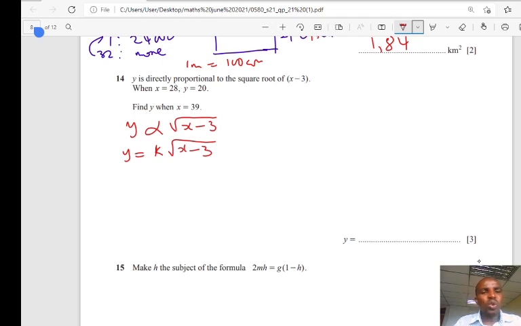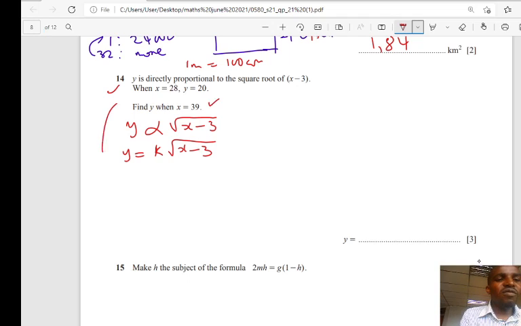Then when x is equal to 28, y is equal to 20. These values, they will always be there, randomly given, right? So these values are the values that will help you to find the value of the constant. Then after that, you establish the relationship or find the equation connecting x and y. Then you answer your question. So first thing, let's find the equation.